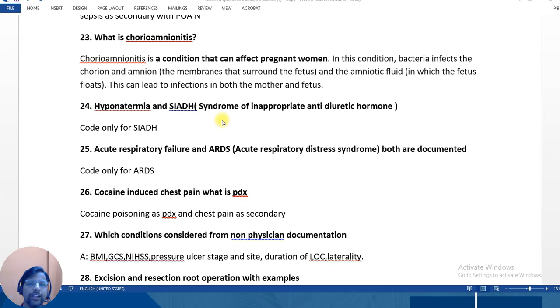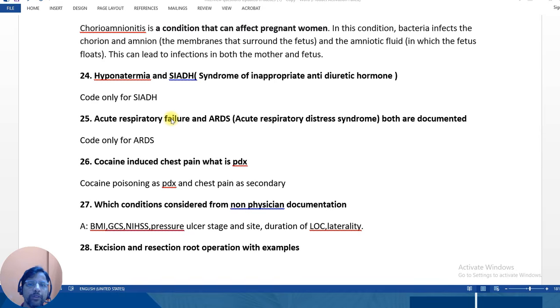Next one, what is chorioamnionitis? Basically this is an infection. Chorioamnionitis is a condition that affects pregnant women. In this condition, bacteria infect the chorion and amnion, the membranes that surround the fetus and the amniotic fluid. This can lead to infections in both the mother and fetus. So basically chorioamnionitis is a very complicated condition, and it may affect both mother as well as the fetus.